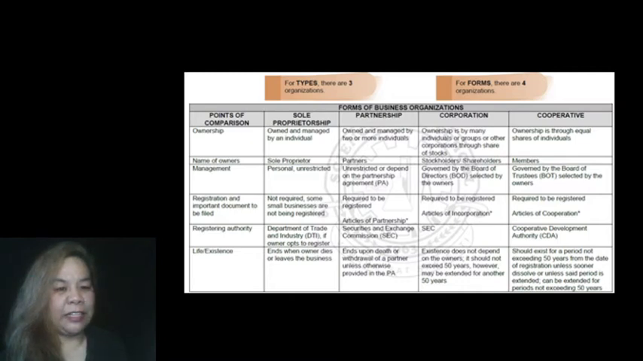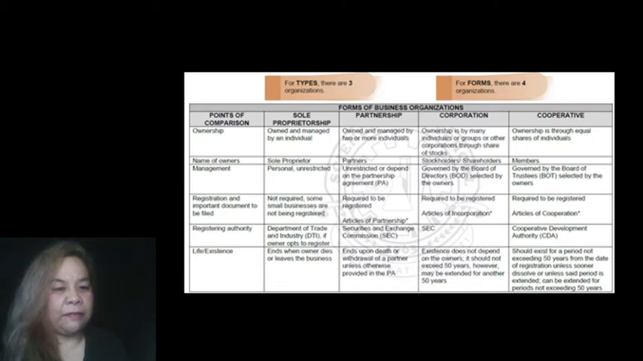For corporations, usually it's given a life of 50 years, but they can always seek an extension. So a company can live for many years. So let's say, for example, in the case of San Miguel Corporation, it's been there for more than 100 years. Bank of the Philippine Islands also has been there for more than 100 years.